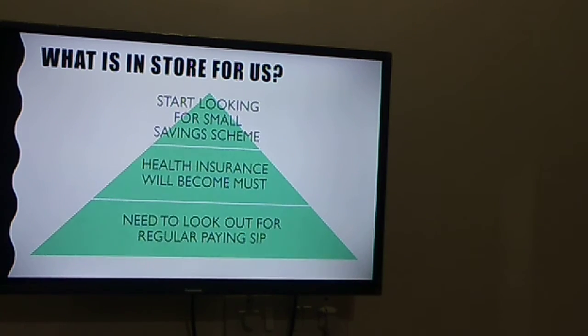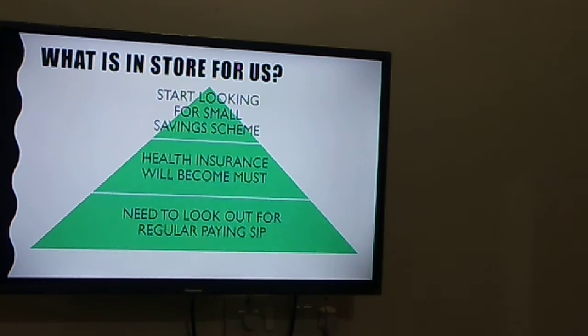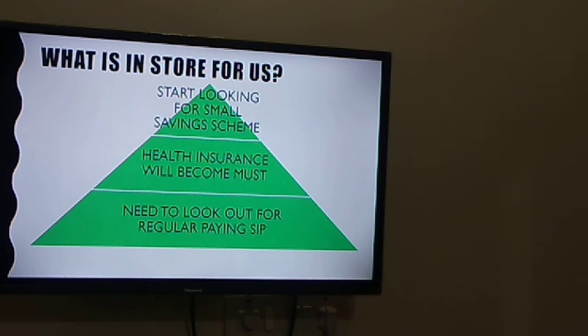Start looking for small savings schemes. This is very, very important. Why? Because when you start looking at those small savings schemes, this will help you start making smaller investments, because you might have very little capital with you right now and you want to secure that capital. So put that small money into the small savings schemes which will give you a secured investment return.